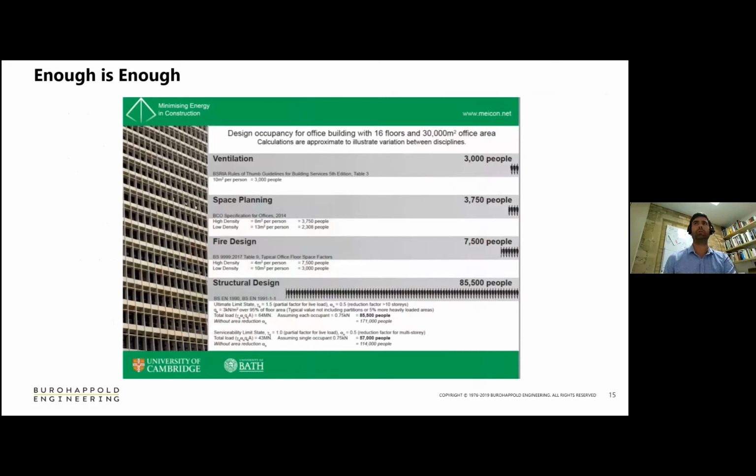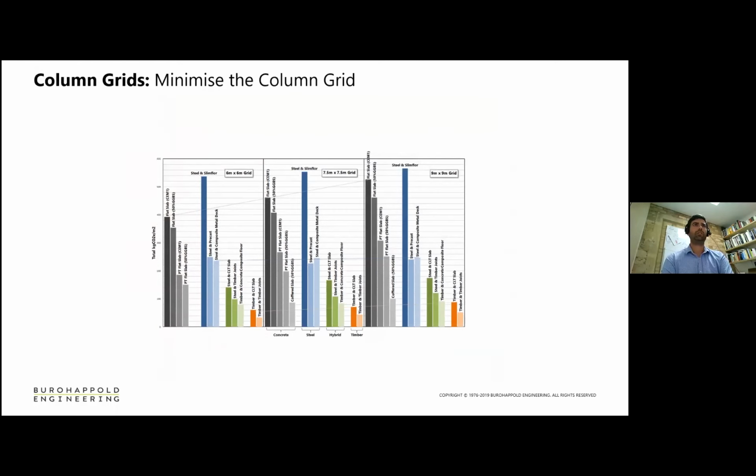This is quite an old study that was done by University of Cambridge and Bath, but absolutely setting the challenge out for the structural engineering profession. We design buildings for ventilation, space planning, and fire regulations that are well exceeded by our loading capacities of the buildings which are occupied, and the structural load capacity never in the lifetime of the buildings is anywhere near realised. Column grids are, I mentioned earlier, one of the key parameters for change.